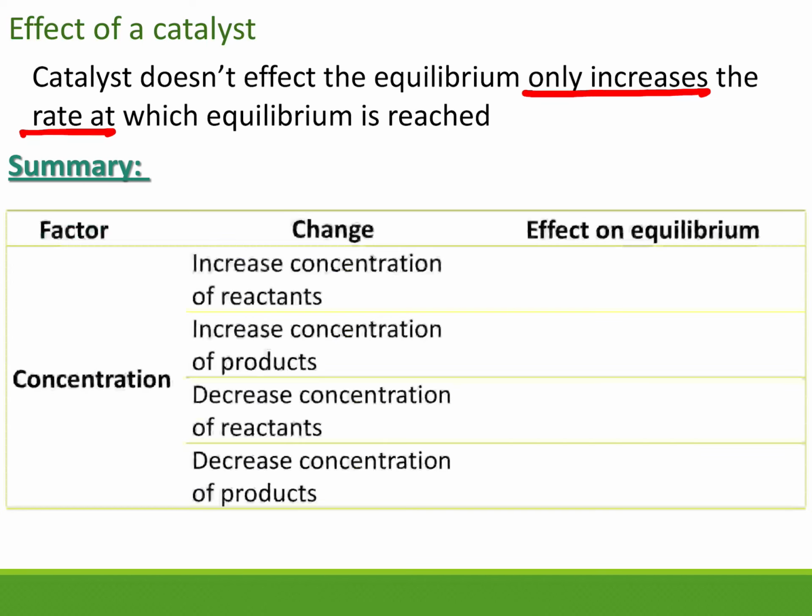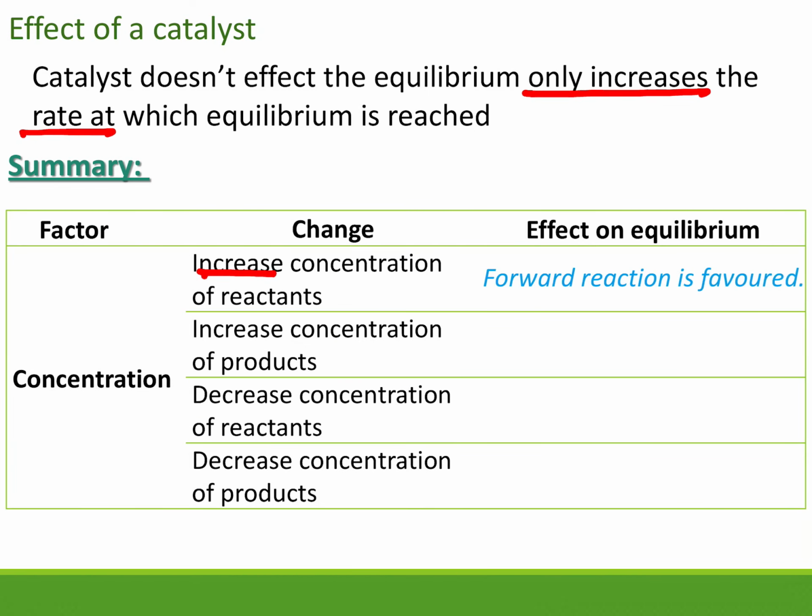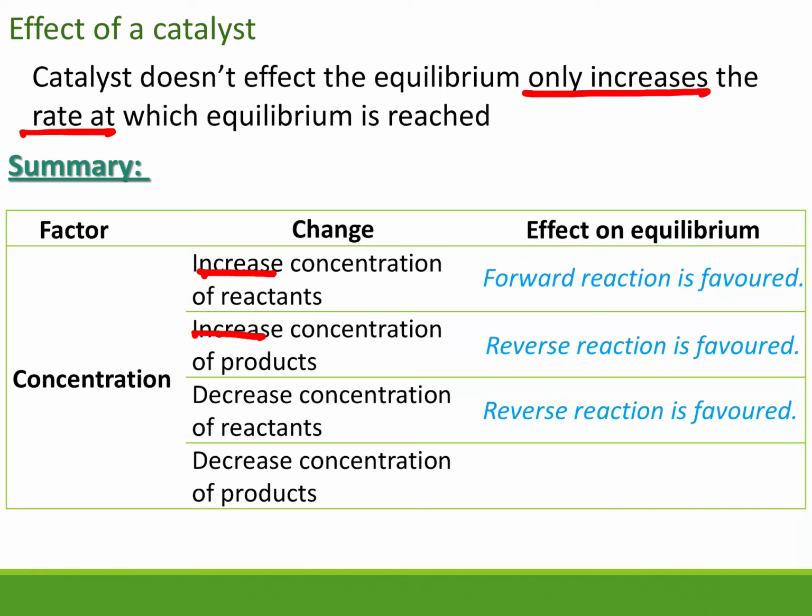So if we look at the summary, with concentration, if I increase the reactants, I need to favor the forward reaction to use them up. If I increase the products, I need to favor the reverse reaction to use up the products I made. If I decrease the concentration of the reactants, I'm taking reactants out, then I'm going to favor the reverse reaction in order to make the reactants that I've just used. If I decrease the concentration of the products, then I'm going to make product.